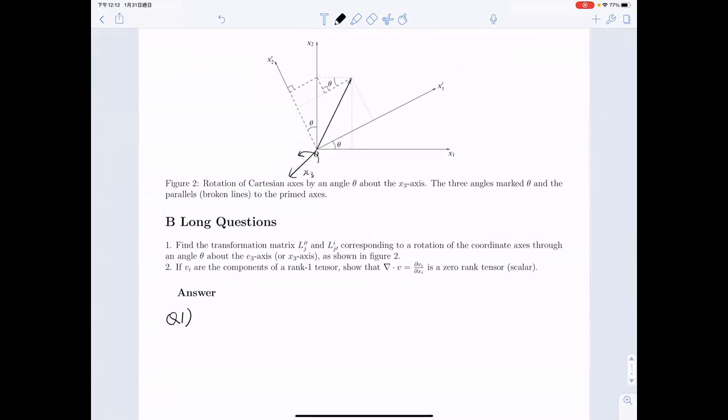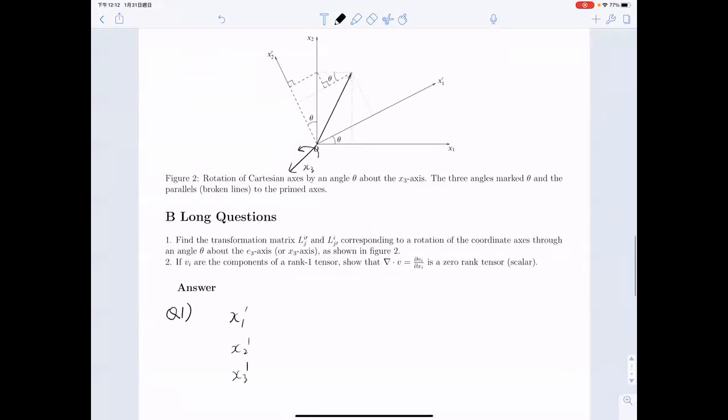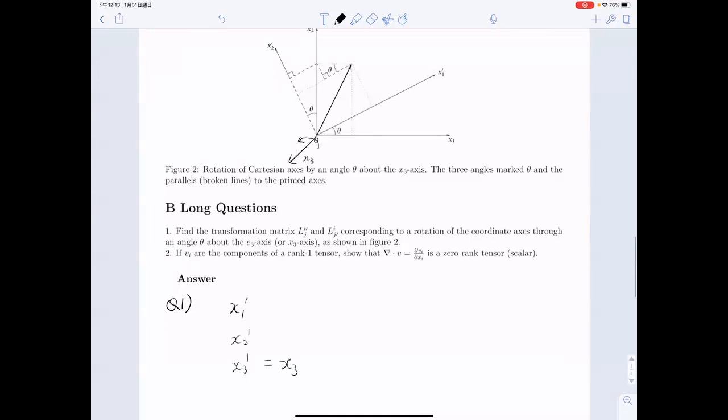Let us use the figure to see the components of x with respect to the new primed basis. Let us try one by one. We write down x prime 1, x prime 2, x prime 3. We know that x prime 3 must equal x3, because there is no transformation to deal with x3; it is aligned, and we cannot decompose it into the new coordinate system.